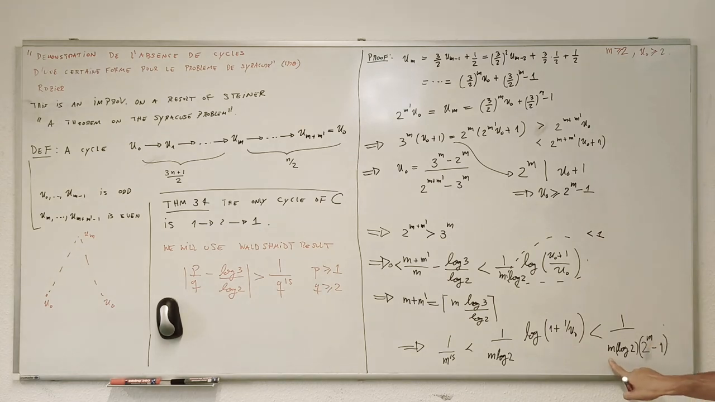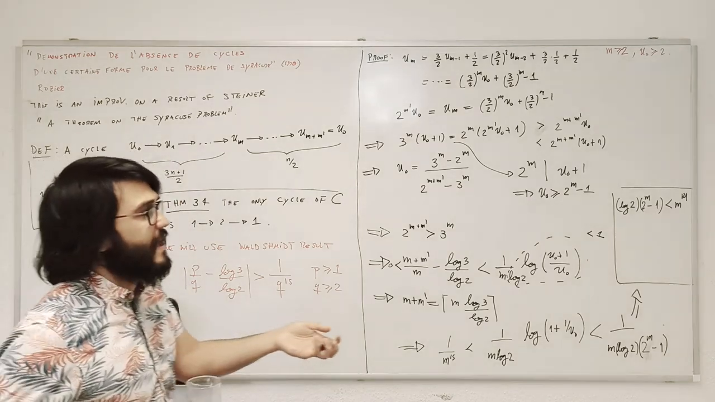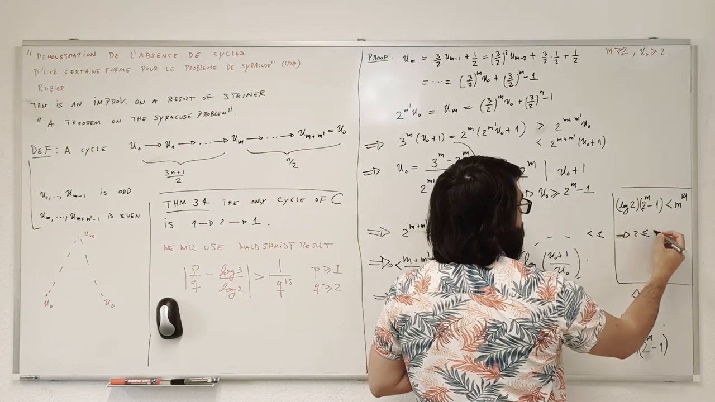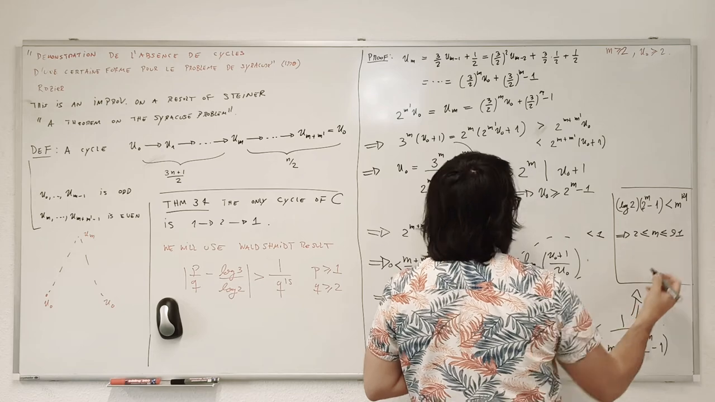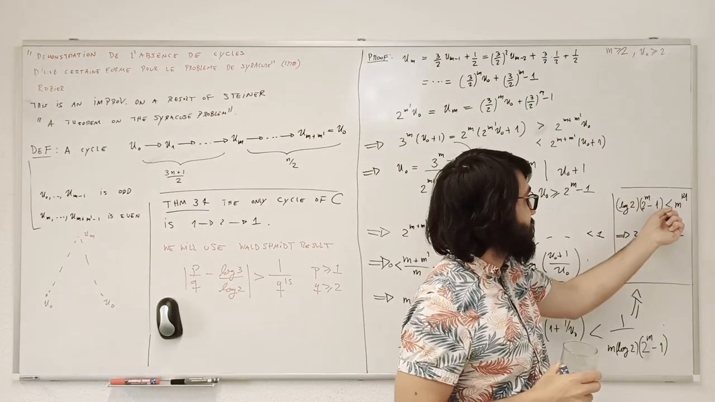And then what you deduce is an inequality: log 2 times 2 to the m minus 1 has to be less than m to the 4th. That's what you deduce. And there are only finitely many m's that can satisfy this inequality. And then you conclude from this that, I think it's 91, I guess. Let me see. Yeah. That's the largest integer that satisfies this inequality.